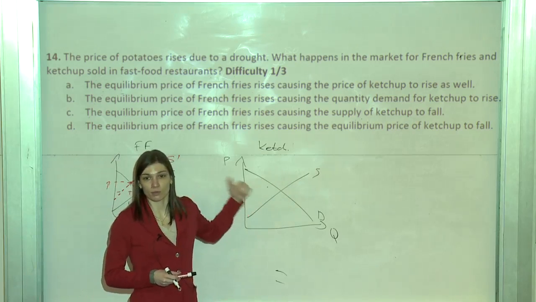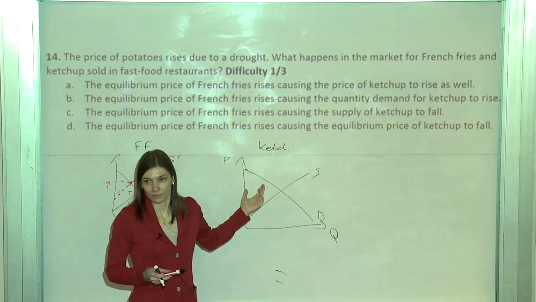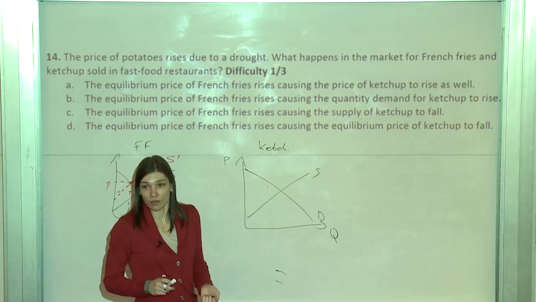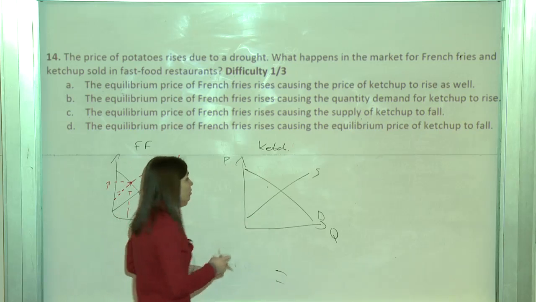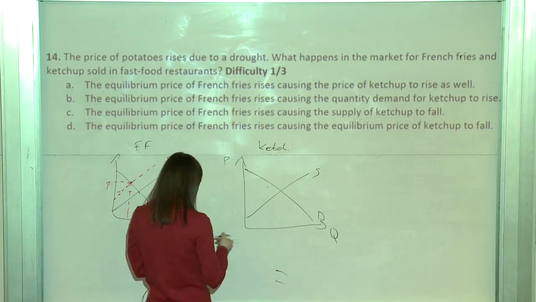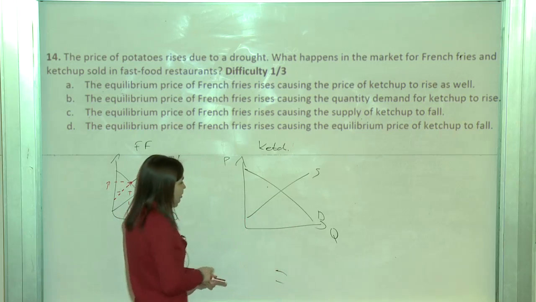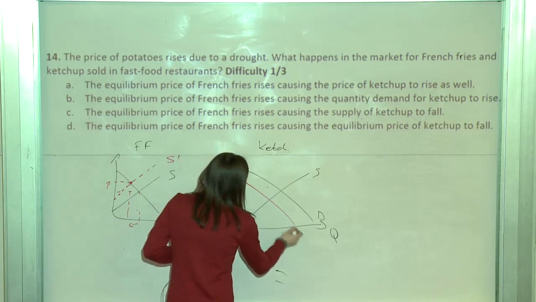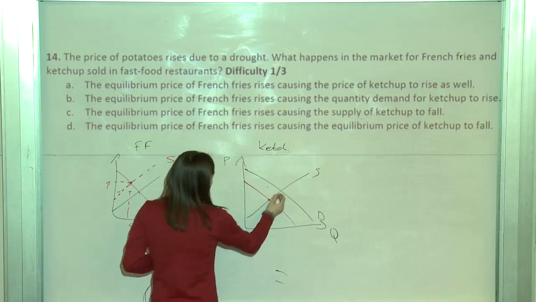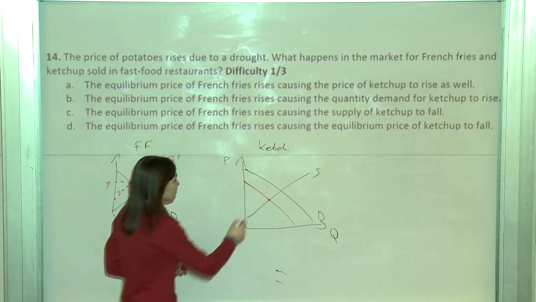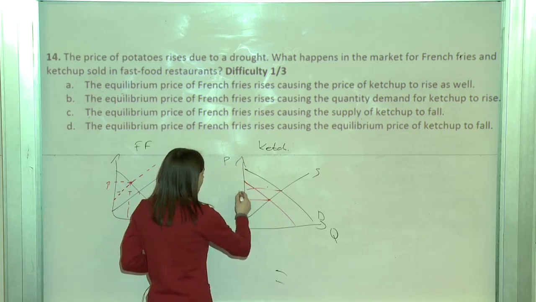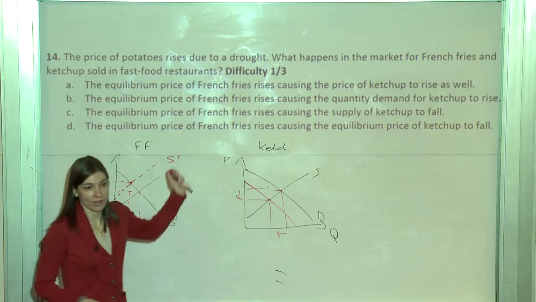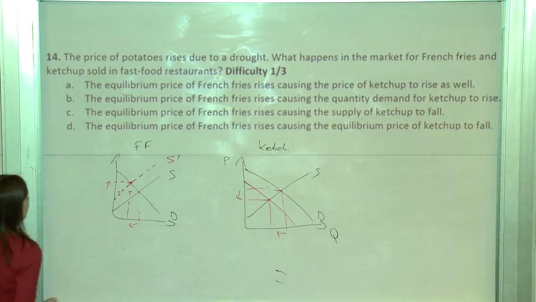There's a demand effect here because they're complements, right? Because they go together. If we don't buy that much French fries anymore, we're not going to consume as much, or we're not going to demand as much ketchup. So there's a shift of demand to the left, right? Demand goes down. And when that happens, what happens to quantity and price compared to before? Both of them drop. So now find the answer that says that.